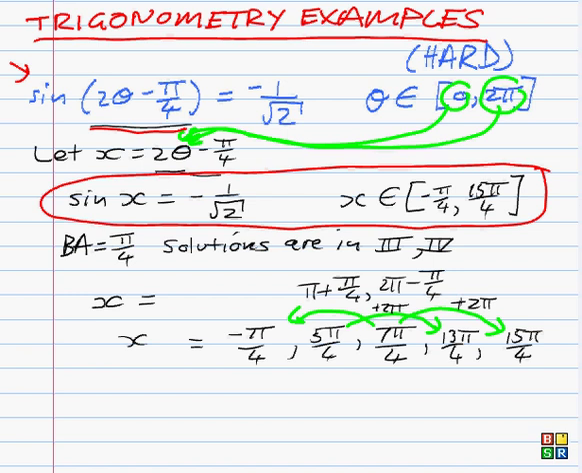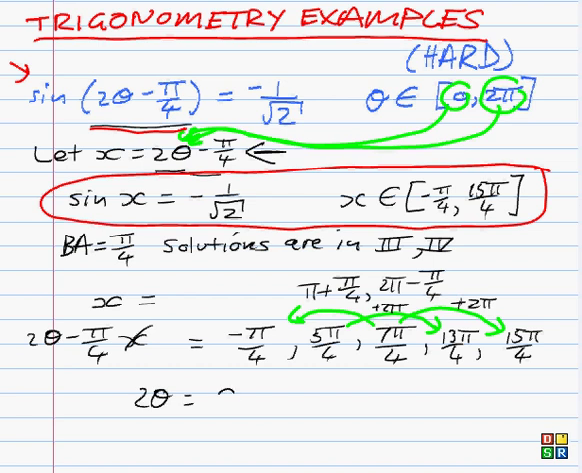Now, have we finished the question? Not quite. We now need to go back to get our answers in terms of theta. Okay. Well, what we can do is back up here. We had x equals 2 theta minus pi on 4. Let's just replace that. Let's replace x with 2 theta minus pi on 4. And you can see now we're almost there. All we have to do is add pi on 4 to both sides.